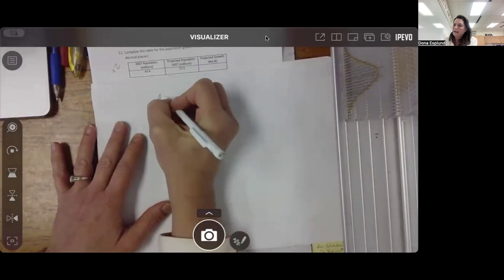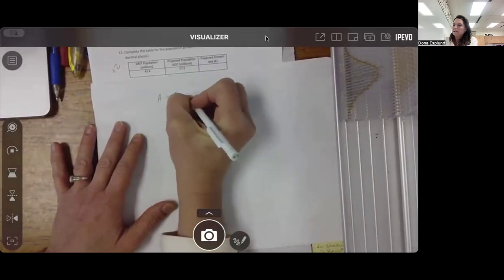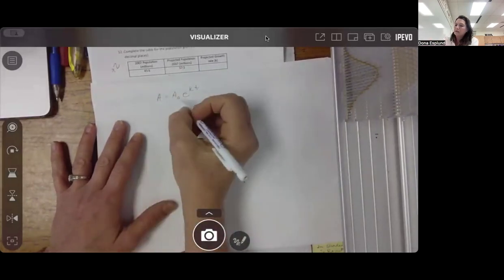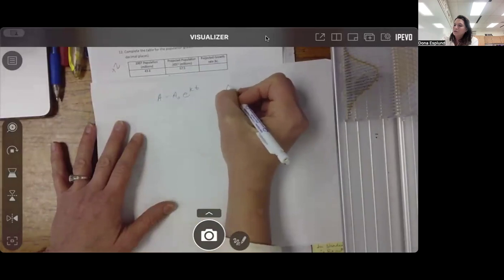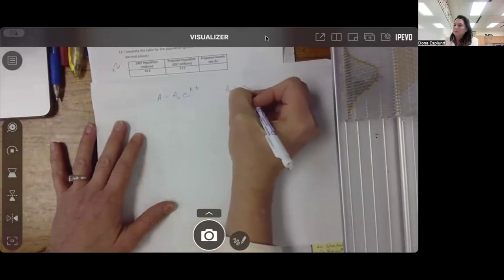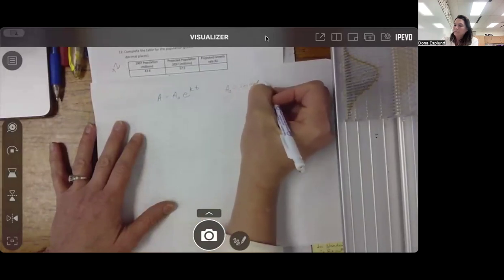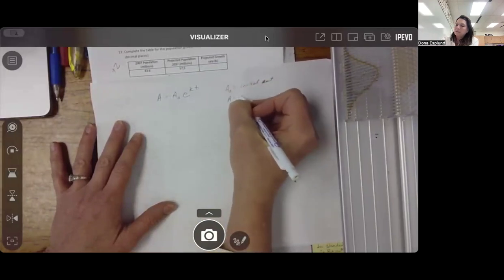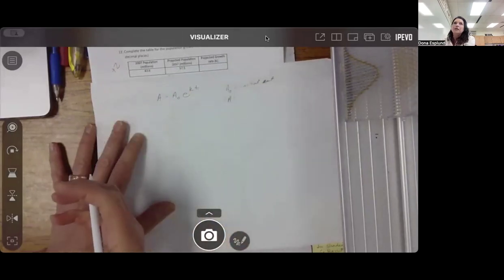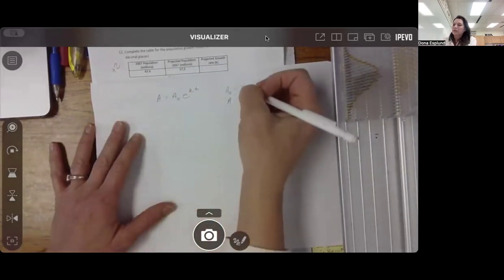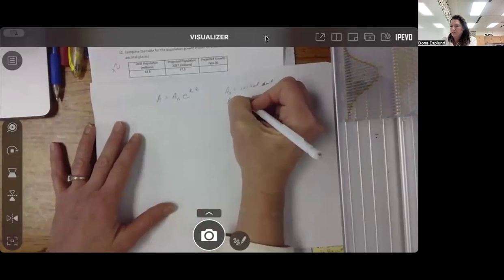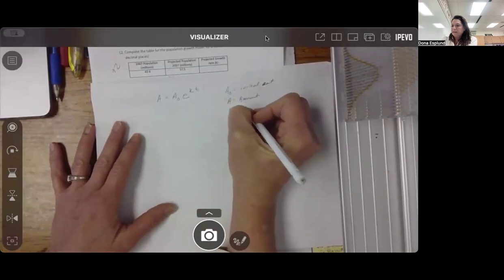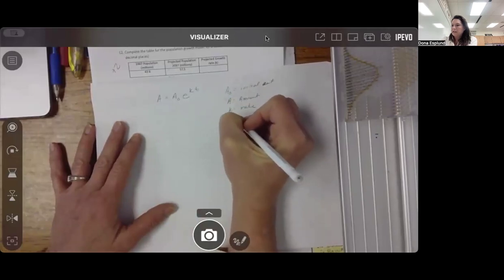you're going to use the formula A equals A sub naught e to the kt power. Now, to identify each of the parts, A sub naught is going to equal your initial amount. And then A is going to be, after you either grow or decay, the amount that it finishes with. K is going to be your rate, and T is going to equal your time.